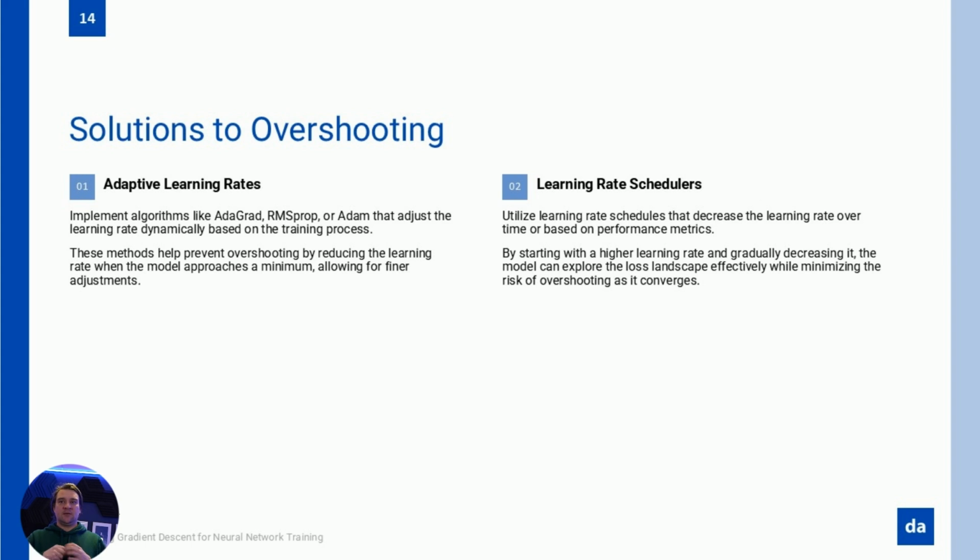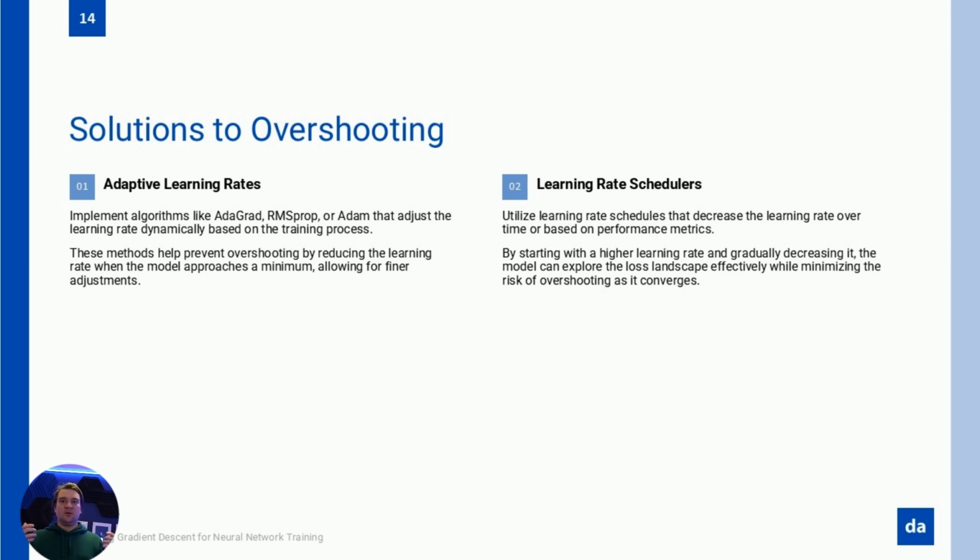Now, imagine a graph of the loss function over time. With no adjustments, the loss bounces around unpredictably, a chaotic zigzag with no clear pattern. But introduce adaptive learning rates and a scheduler, and the graph transforms into a smooth, steady curve, converging gracefully to the minimum. That's the power of these techniques in action. With overshooting under control, you've unlocked a critical piece of the gradient descent puzzle.